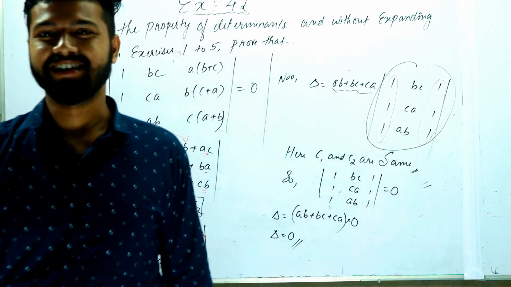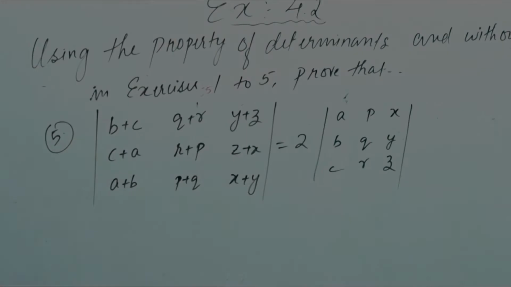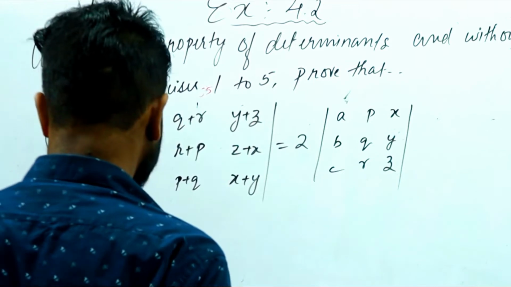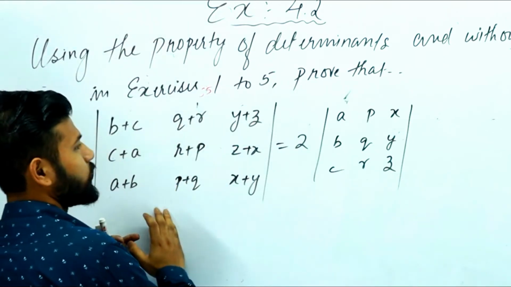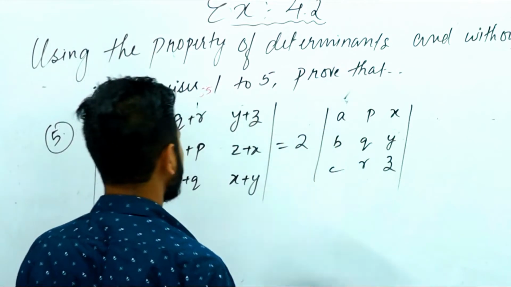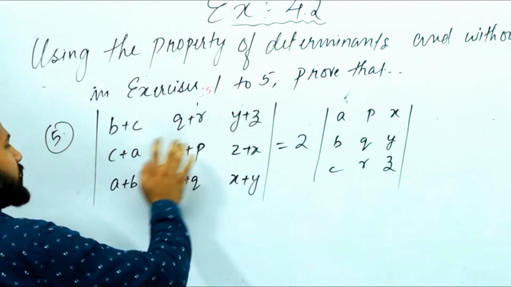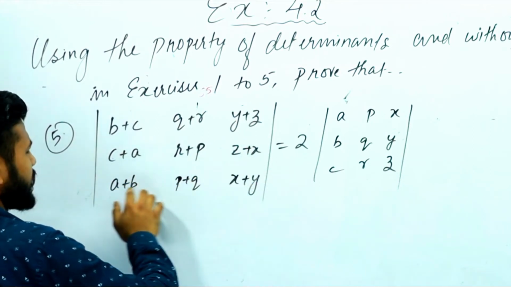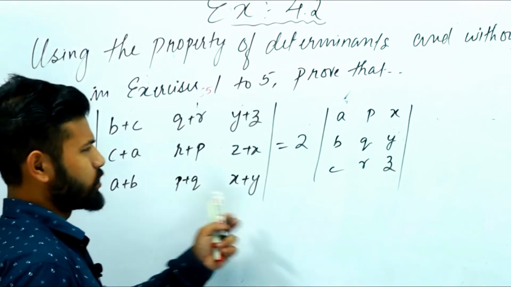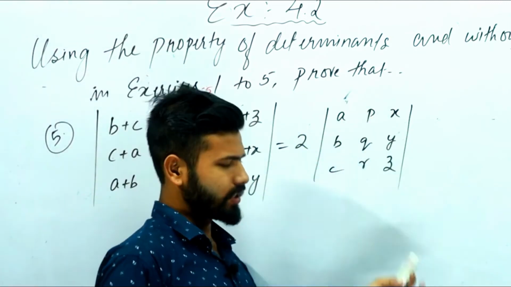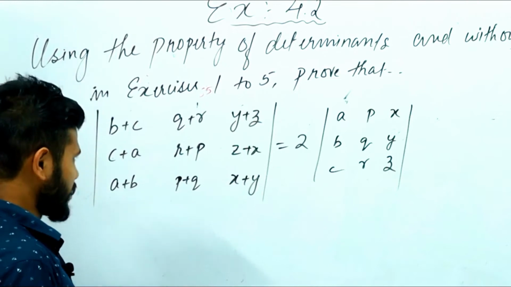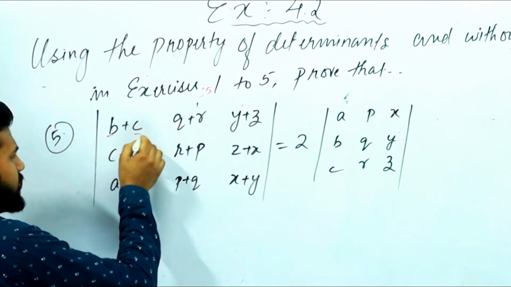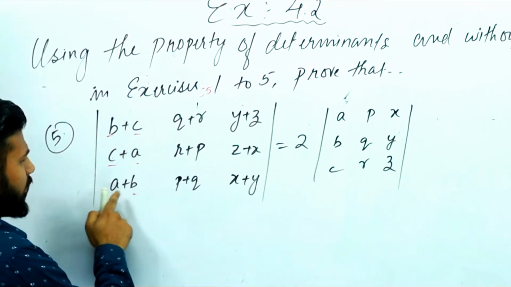Very nice, good. So here's the next question. Nice question. Look here, question number 5. This is the first determinant. We have to prove it is twice of this determinant: B plus C, Q plus R, Y plus Z; C plus A, R plus P, Z plus X; A plus B, P plus Q, X plus Y is equal to twice of the determinant A B C, P Q R, X Y Z. How to do this one? As you can see the pattern here, it is like question number 2. Here B C, C A, A B is there.